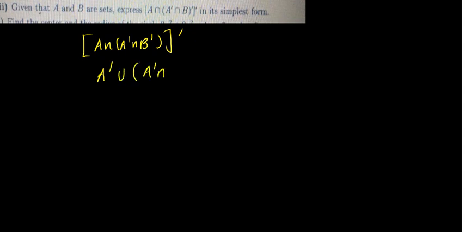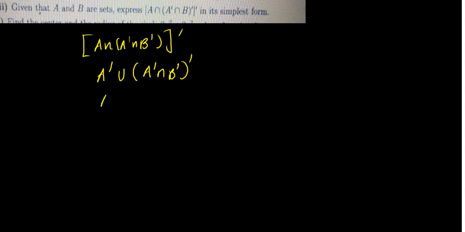Okay, let's look at this one. Given that A and B are sets, express A intersection A complement intersection B complement in the simplest form. So first we distribute this complement, that will be A complement, the sign changes into union, and then we're going to have A complement intersection B complement, and then we're going to have also a complement outside because we've distributed this complement to both A and this part. So the sign changes because of De Morgan's law, that is what it tells us.